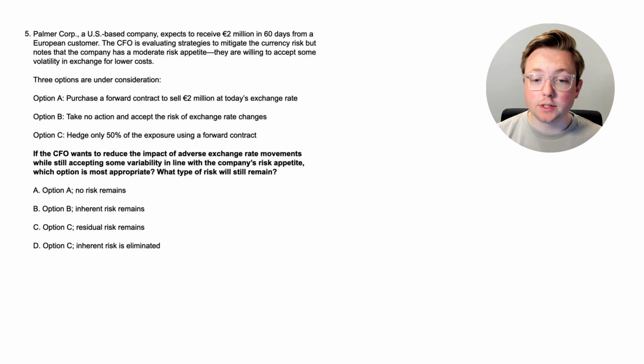So if they want to reduce the impact of adverse exchange rate movements while still accepting some variability in line with the company's risk appetite, which option is most appropriate? Of course, you could probably argue for a couple of these, but again, which one is most appropriate based on what it's saying here? And then what type of risk will still remain? So let's think through these. A, which is option A, no risk remains. And then B, which is option B, inherent risk remains. C, which is option C, having residual risk remaining. And then D, which is also option C, where inherent risk is eliminated.